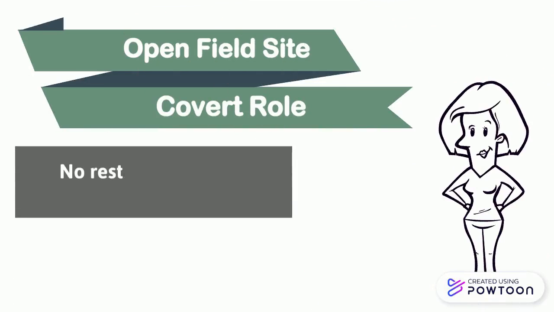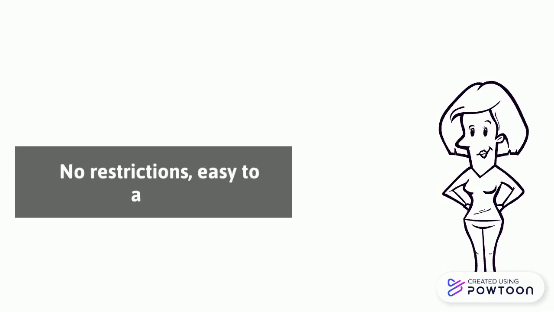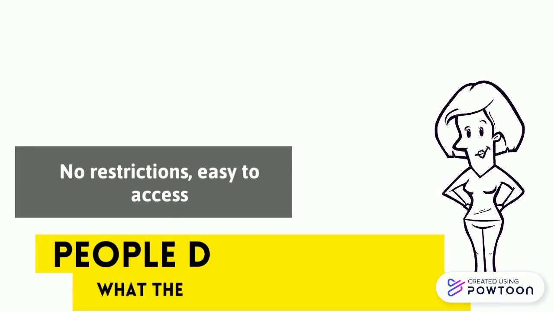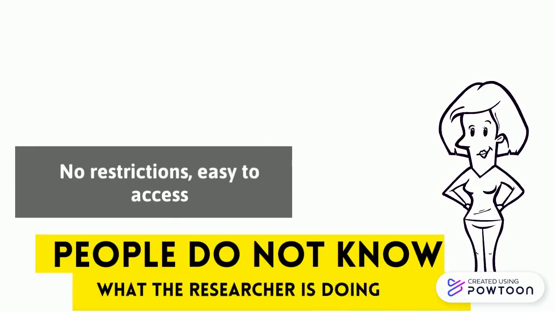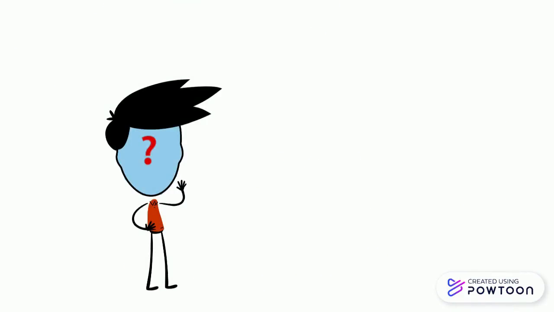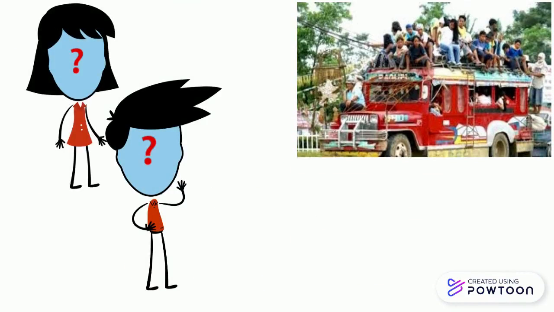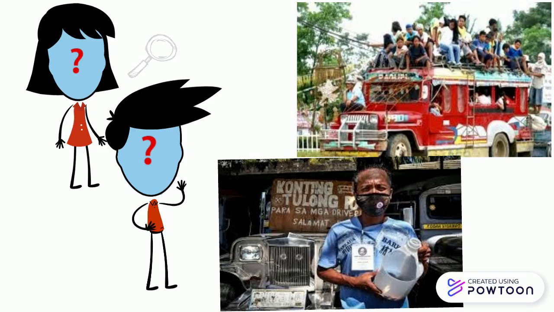There are no restrictions, no permissions needed, and it is easy to access. People are not aware of what the researcher is doing. An example of this is a study made on jeepney drivers. The researcher's role is not openly displayed to avoid change in the behavior of the participants.